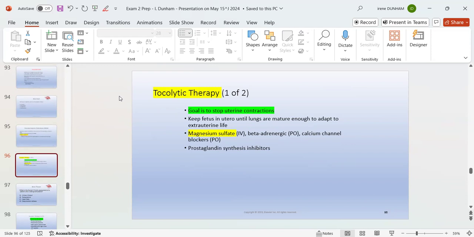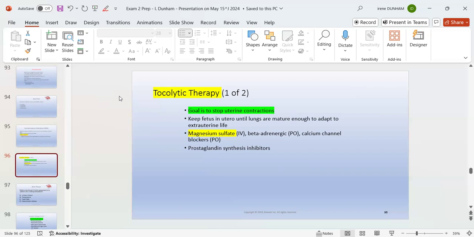With tocolytic therapy, our goal is to stop uterine contractions. Now, you're probably saying, what the heck? We've been talking about induction and augmentation of labor and the patient going into labor. Well, now we may have a patient who is preterm, and so now we want to stop the contractions. The medication that works beautifully, because of how it works on the body, is magnesium sulfate. We do use magnesium sulfate for preeclampsia because it's a central nervous system depressant. It shuts down the central nervous system, so it would shut down the contractions if we needed to.